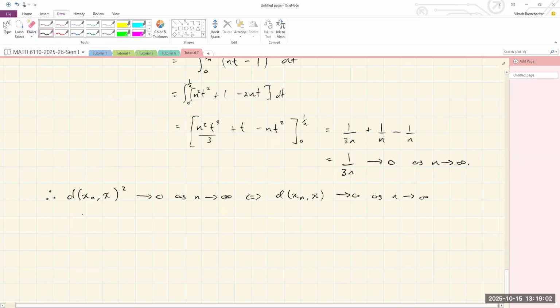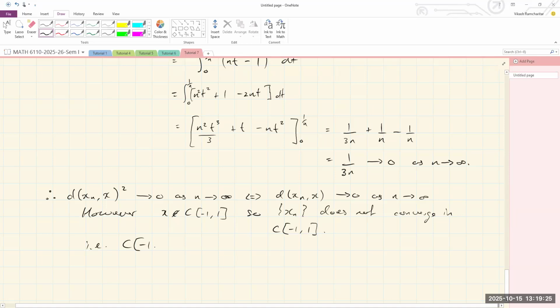So now we say, however, x is not in the space, so xn cannot converge, or maybe does not converge in the space. That is, the space is not complete. Right.